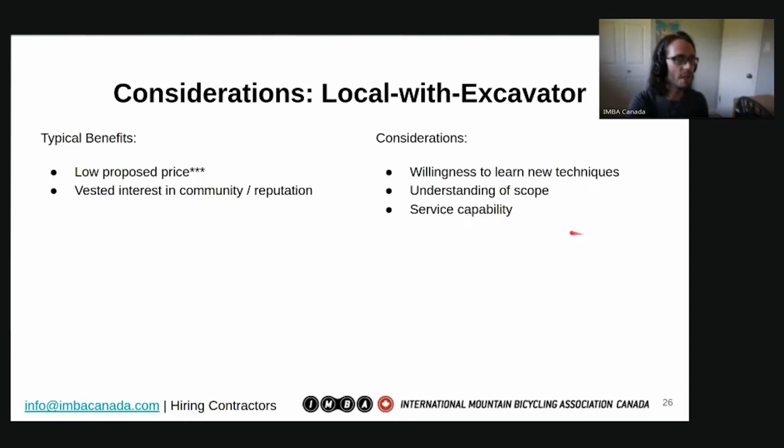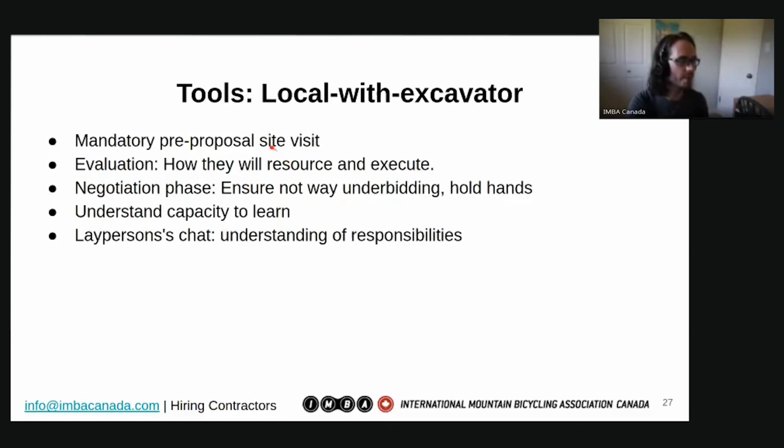And these can be done through the RFP process. So definitely, if you're expecting to award, or you want somebody like this to win, to be the proponent, a mandatory pre-proposal site visit.